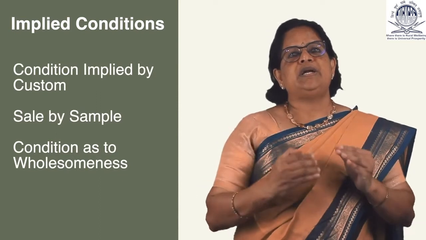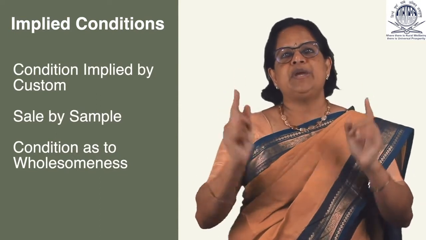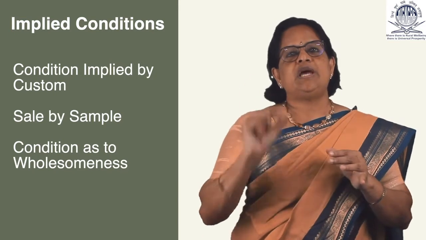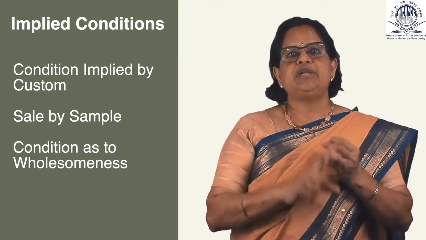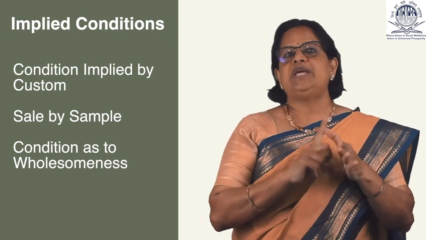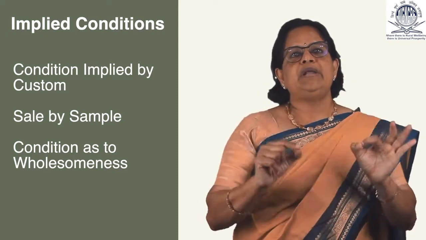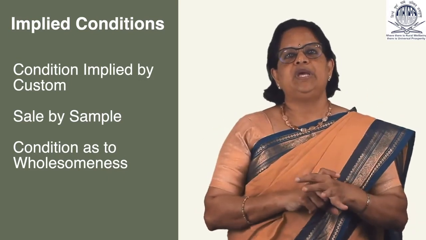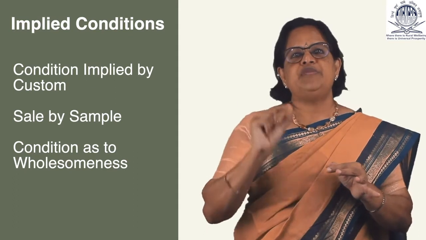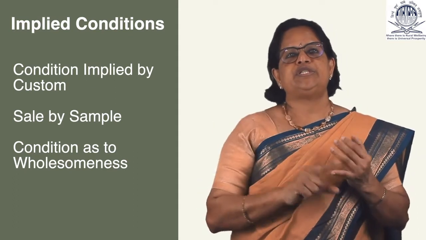The next implied condition is condition implied by custom. This is applicable in the purchase of items like wheelchair, perambulator, hot water bag, feeding bottle, etc. The buyer need not explain the purpose for which he is purchasing the item. It is evident from the nature of description of articles purchased.